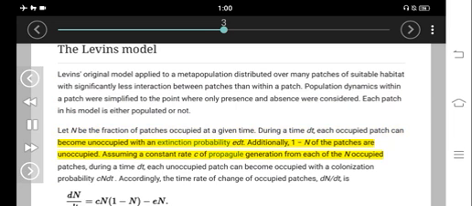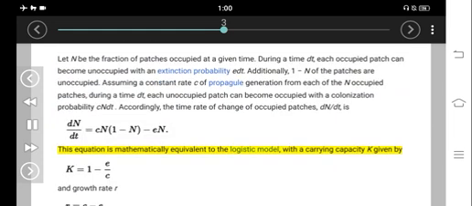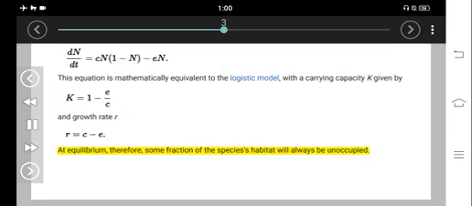Additionally, 1 minus n of the patches are unoccupied. Assuming a constant rate c of propagule generation from each of the n occupied patches, during a time dt, each unoccupied patch can become occupied with a colonization probability cn dt. Accordingly, the time rate of change of occupied patches, dn/dt, is given by the equation. This equation is mathematically equivalent to the logistic model, with a carrying capacity K and growth rate r. At equilibrium, therefore, some fraction of the species' habitat will always be unoccupied.